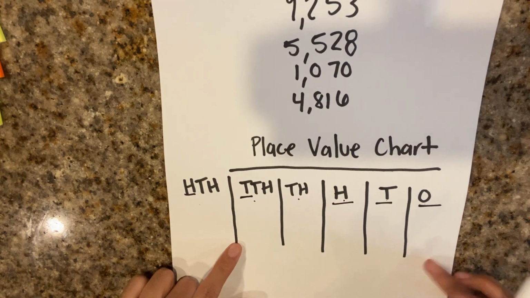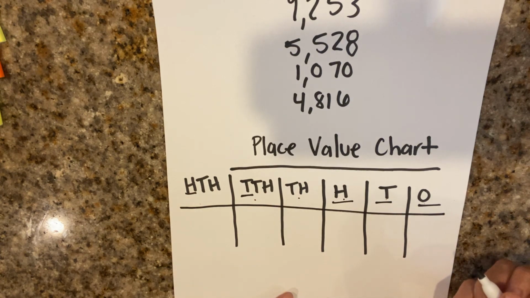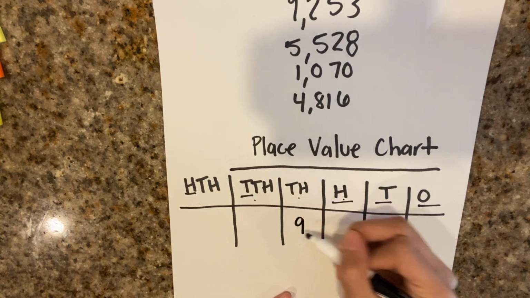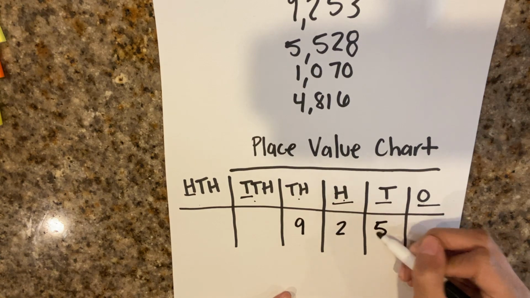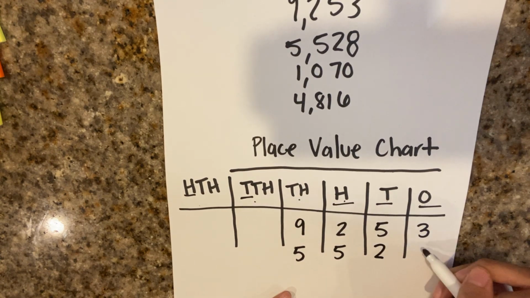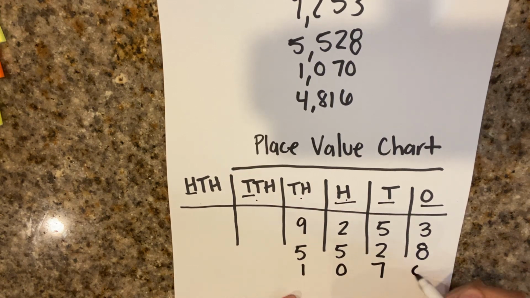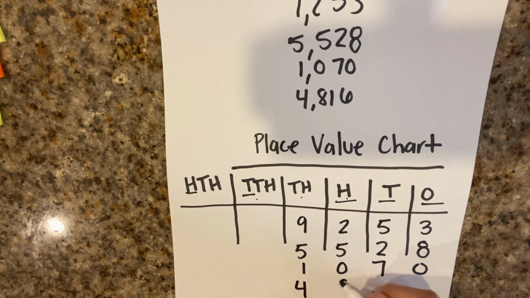Okay, and then we can just put our numbers in order. So just go ahead and rewrite those. We have, again, 9,253, 5,528, 1,070, and 4,816.